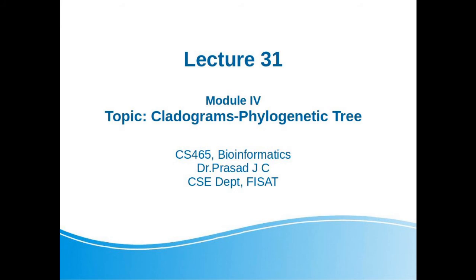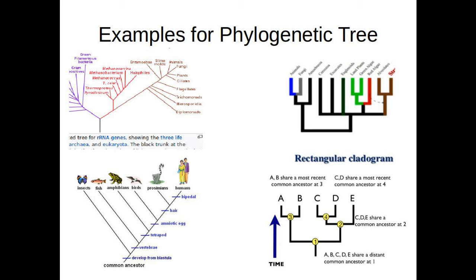Hello students. So I believe now you have a basic understanding about phylogenetic tree. Phylogenetic tree is a process for showing the relatedness among the species. It shows the evolutionary relationship between species. Phylogenetic tree is a diagram which shows the relationship of different species with time.